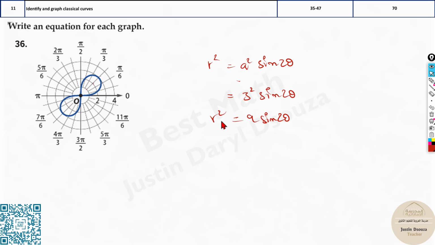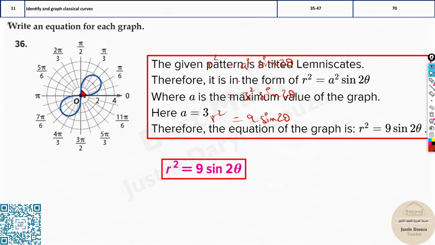This is a lemniscate, so in your options, you must have r squared and 9. So it's easy to figure out. Just count the amplitude and see which has 9. If anything doesn't have 9, you can ignore it. Then you can see whether it's sine or cosine and figure out the answer.